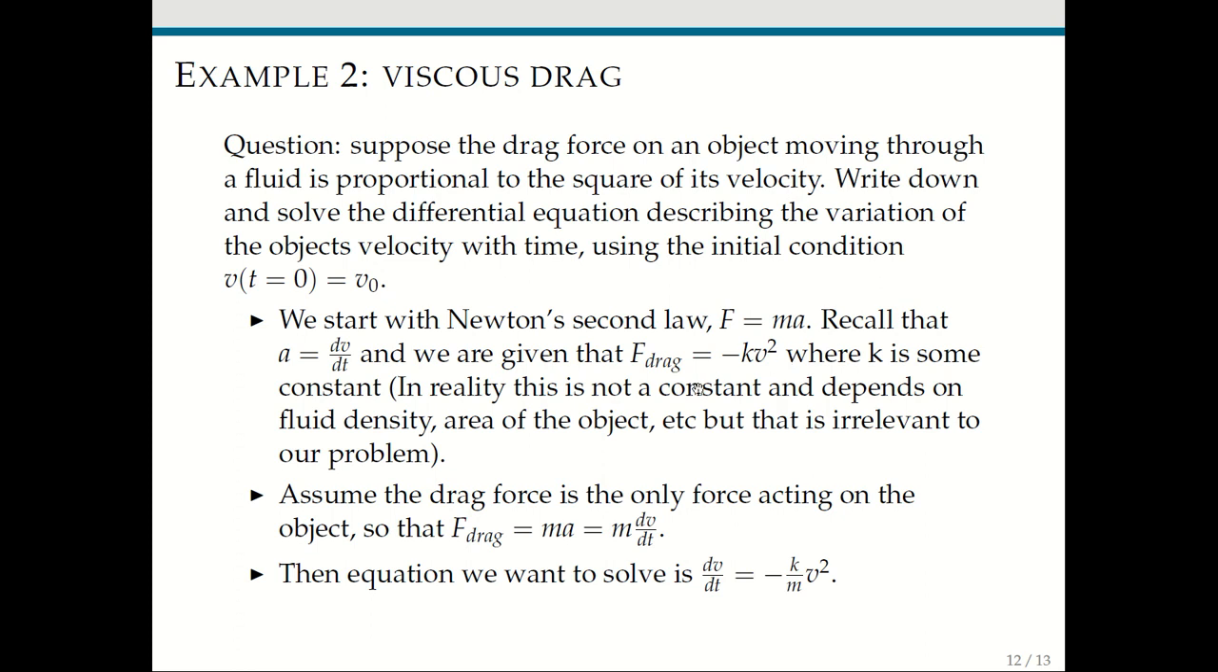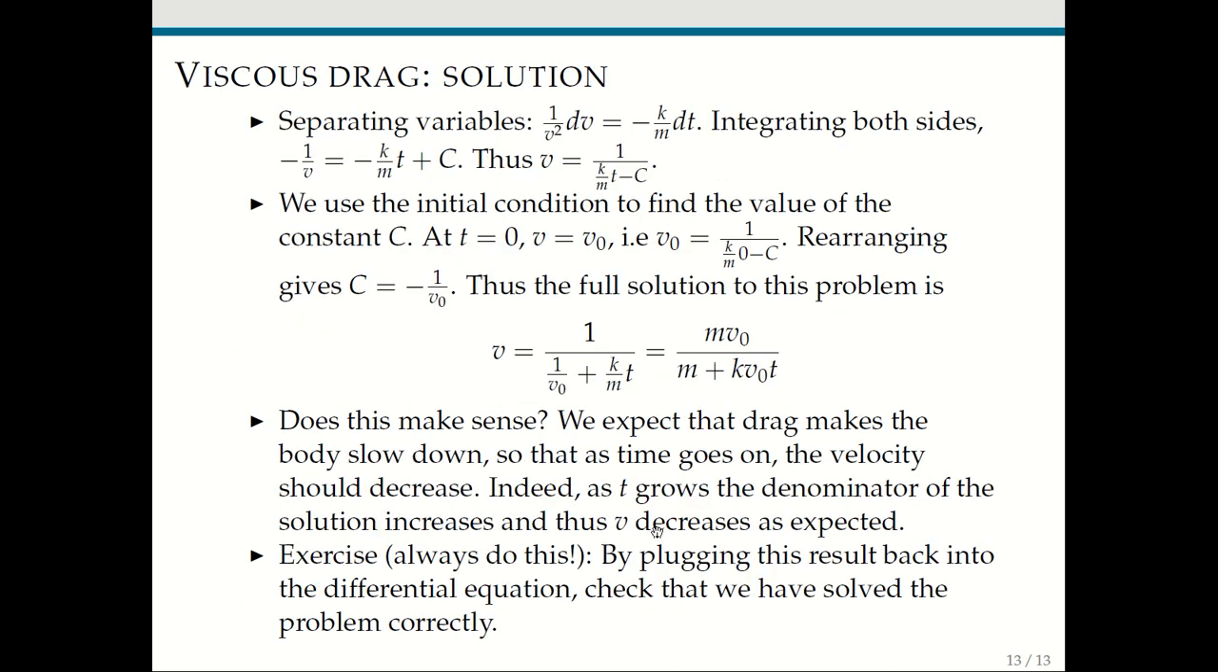Now, in reality, this k is not really a constant for all possible bodies in all fluids. It depends on the fluid density, the area of the object we're considering, etc. But for the time being, let's ignore all of these problems and treat k as a constant. Now, if we assume that drag force is the only force acting on the object, then we have that F drag is equal to ma, which is m times dv/dt. If I set that equal to this expression here and divide both sides by m, I finally end up with a differential equation that we want to solve. So let's go ahead and solve it.